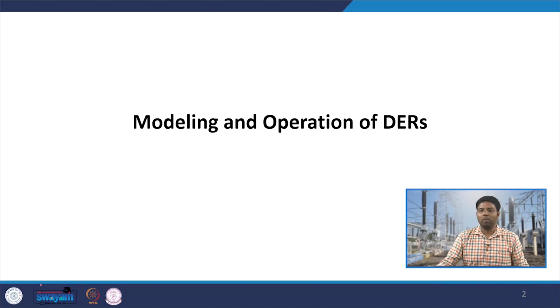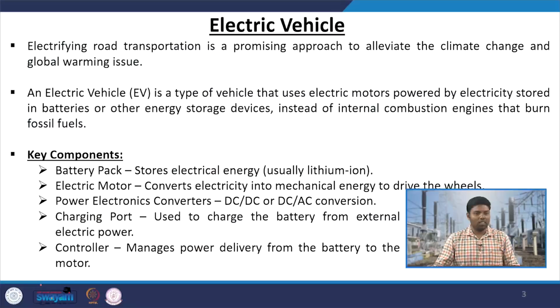We are continuing with our module 2, which is DER Integrated Distribution Network Modeling. We have seen the modeling of a few DERs: PV panels, wind and battery storage. Today we will see the load DER, that is the electric vehicle.